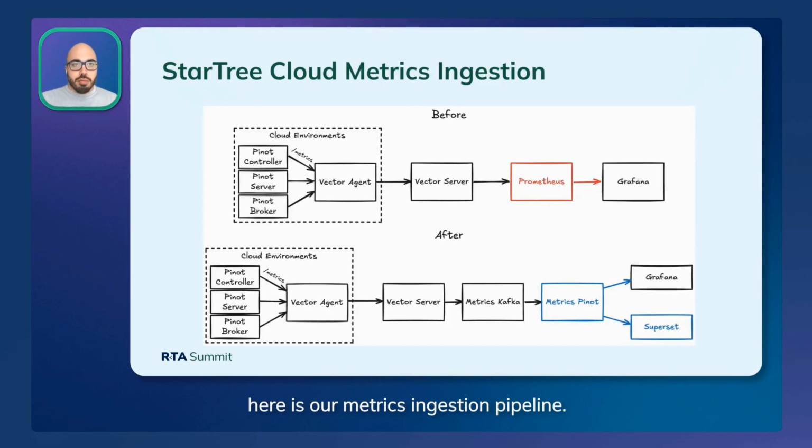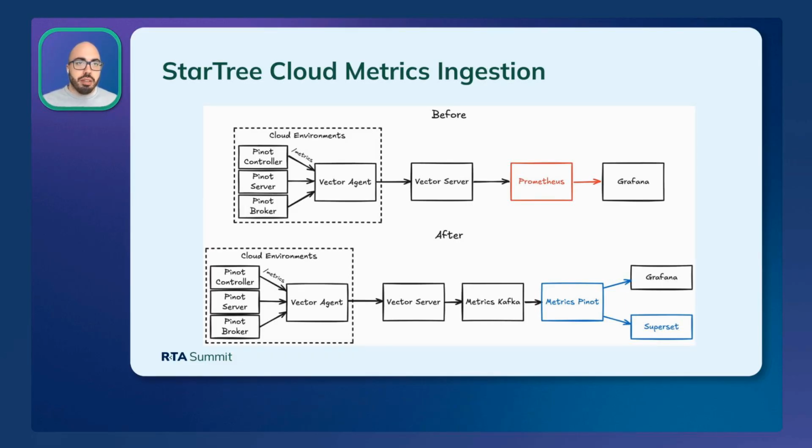So here is our metrics ingestion pipeline. The top line is before. This is what we started with. You'll see that we have a bunch of cloud environments, and within each cloud environment is an entire Pinot cluster. This is controllers, brokers, servers, and other sidecars that we use to support these Pinot clusters. They all export metrics through your typical Prometheus endpoint, and we use Vector Agent to collect these metrics. Vector Agent writes to our vector server cluster, which then would push the metrics into Pinot, and we could use Grafana to build our visualizations.